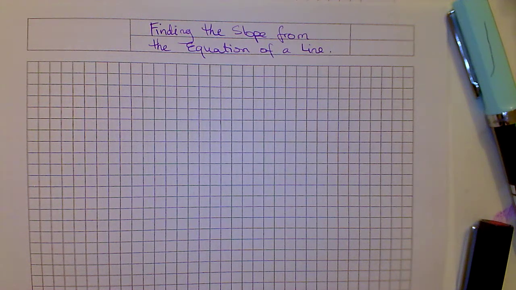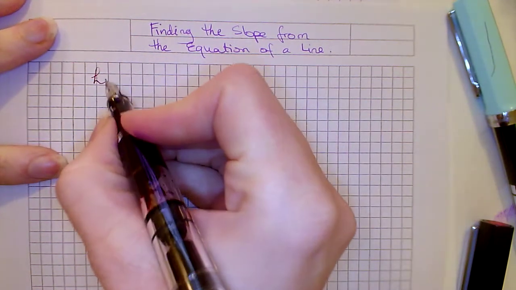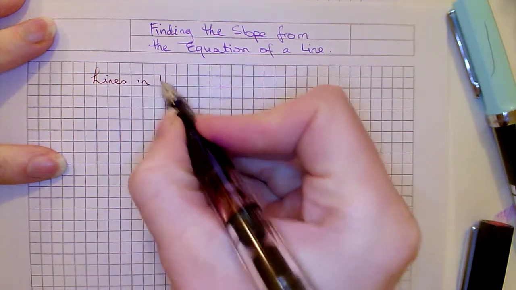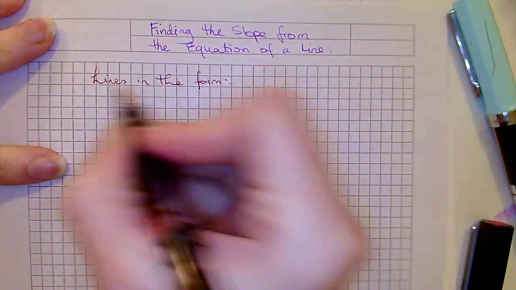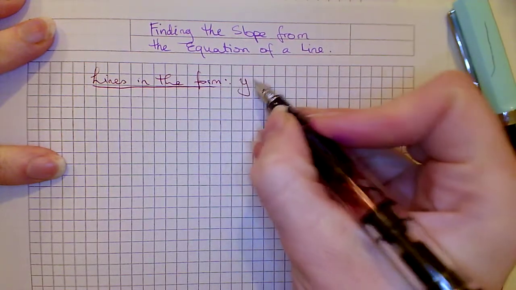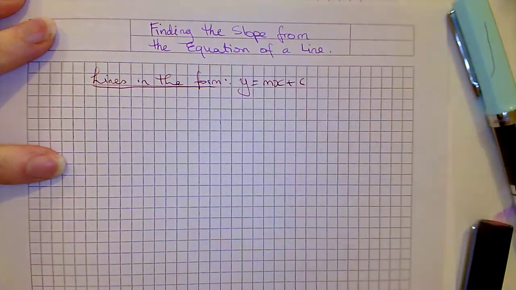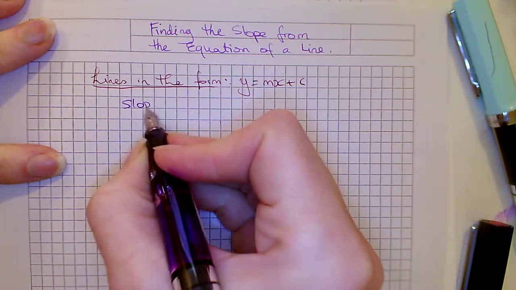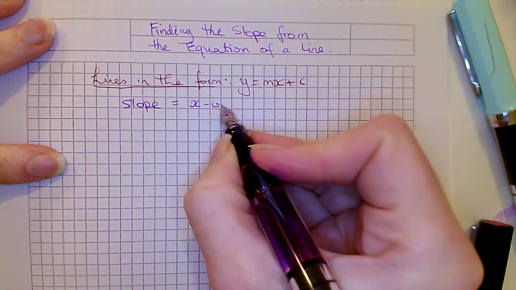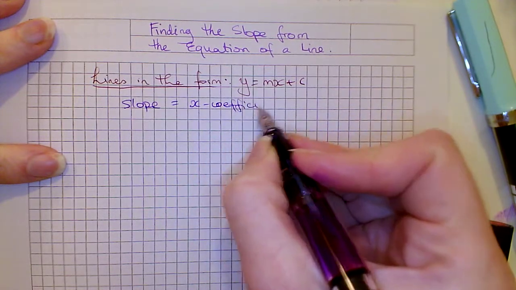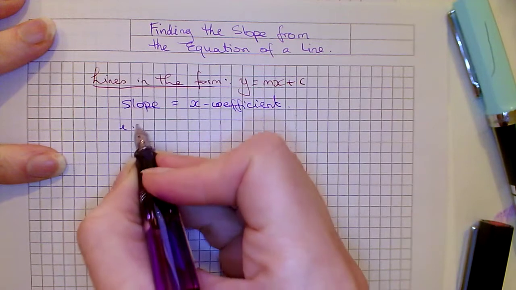Now, what we need to be able to do is find the slope when we're given the equation of the line. There are three different things that we want to look at. The first is when the line is in the form y equals mx plus c. And that's super easy because the slope is equal to the x coefficient.